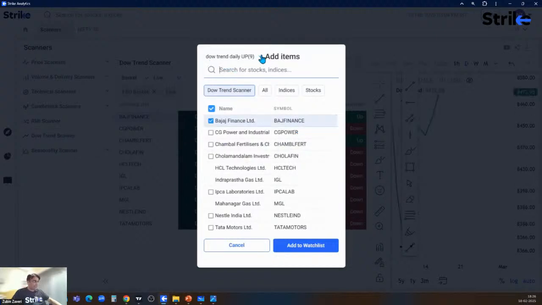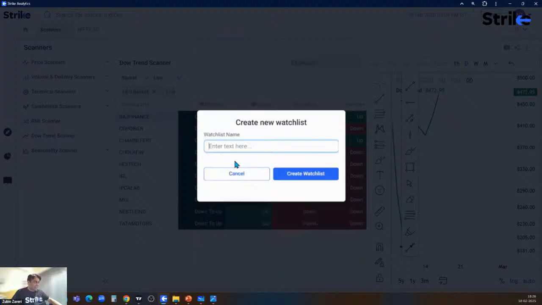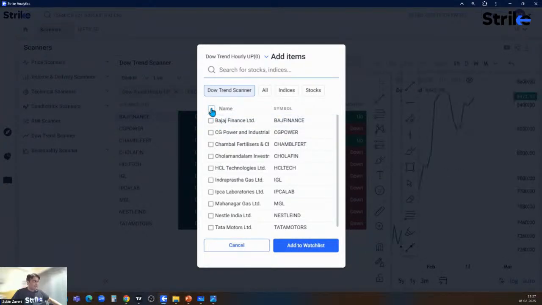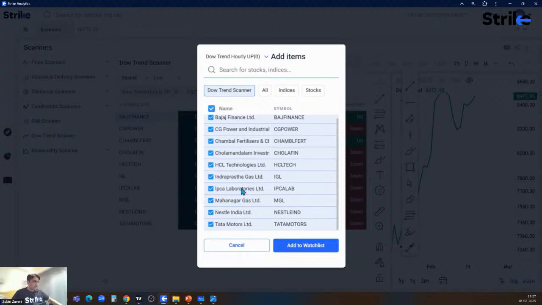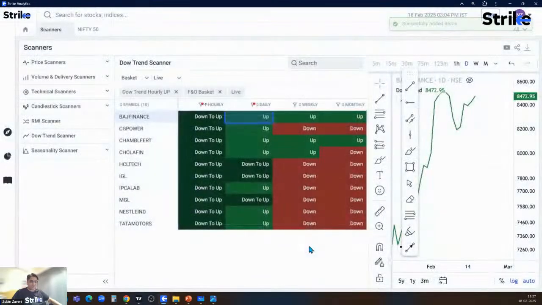Now, over here, we can say this was Dow trend daily, which was up. I will create a new watch list and call it Dow trend hourly up. On the hourly chart, the Dow trend has changed to up, and say create watch list. Only the first option will be selected. You can click on name, click on it again, so that all the counters are selected, all the 10 stocks, and say add to watch list.